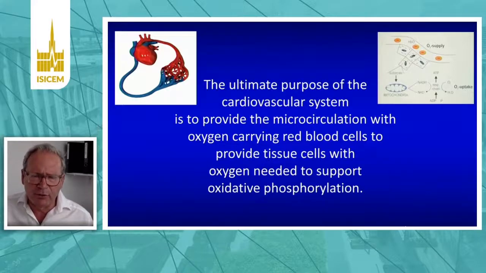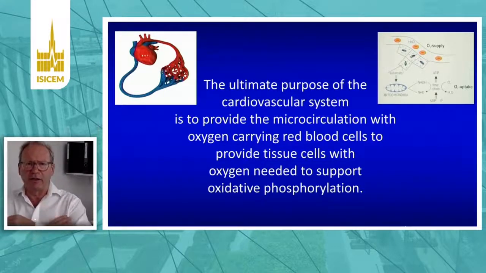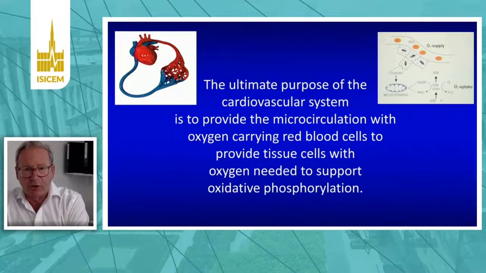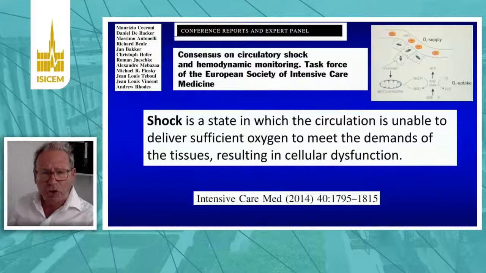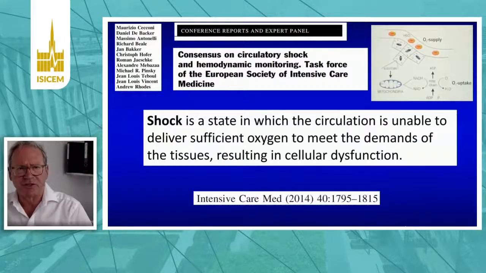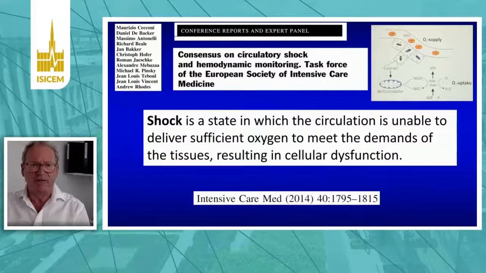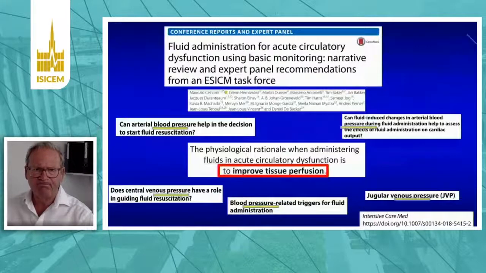It is very clear that the ultimate purpose of the cardiovascular system is really to provide the microcirculation with oxygen-carrying red blood cells to provide tissue cells with oxygen needed to support oxidative phosphorylation. Everybody knows this. So red blood cells must get to the microcirculation, offload their oxygen to provide the substrates for the mitochondria to make the ATP, which is needed for the sodium-potassium pump. So far, so good. And shock is certainly the state in which the circulation is unable to deliver sufficient oxygen to meet the demands of the tissues. So oxygen transport is the key component.